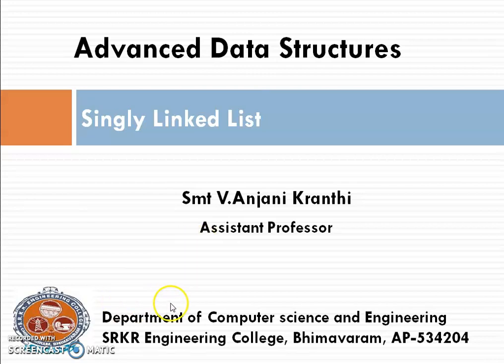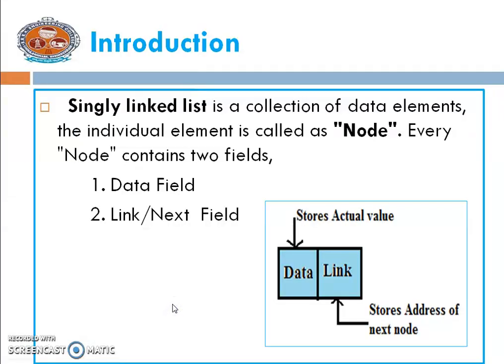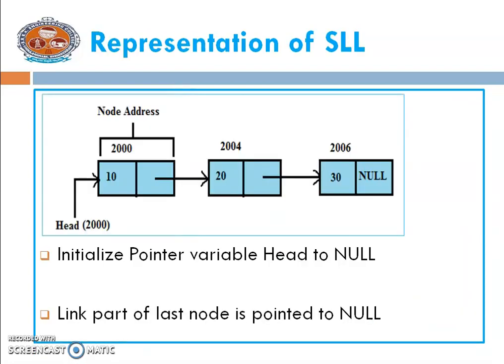The main objective of this lecture is to discuss single linked list and the operations that are performed on single linked list. A single linked list is a linear data structure. It is a collection of data elements, and the individual elements are called nodes. Every node consists of two fields. First one is the data field. It is used to store the actual value of the node. The second one is the link or next field. It is used to store the address of the next node in the sequence.